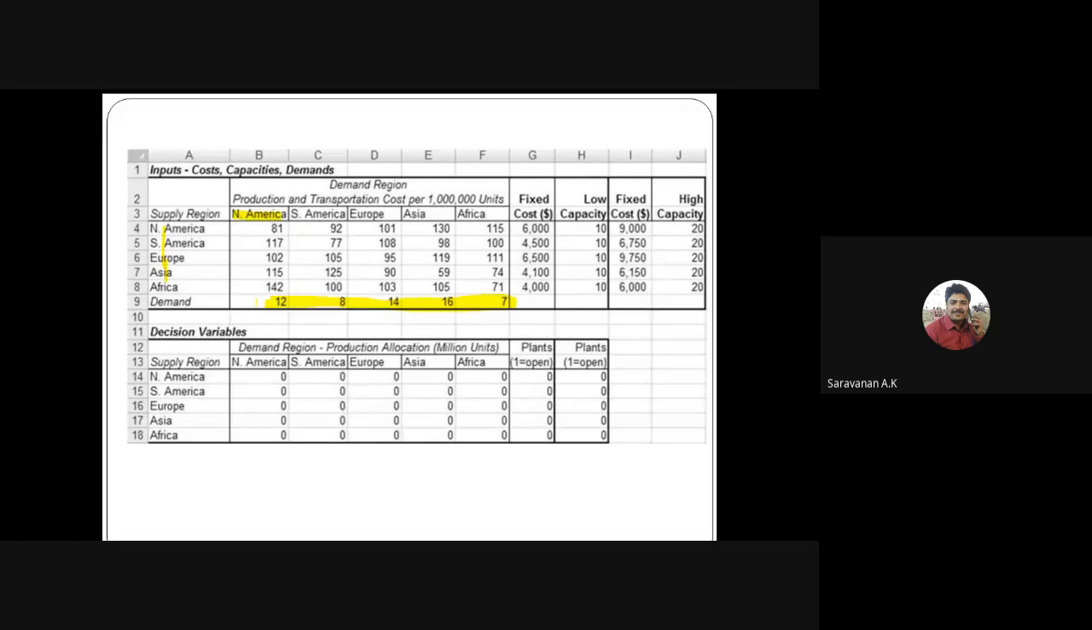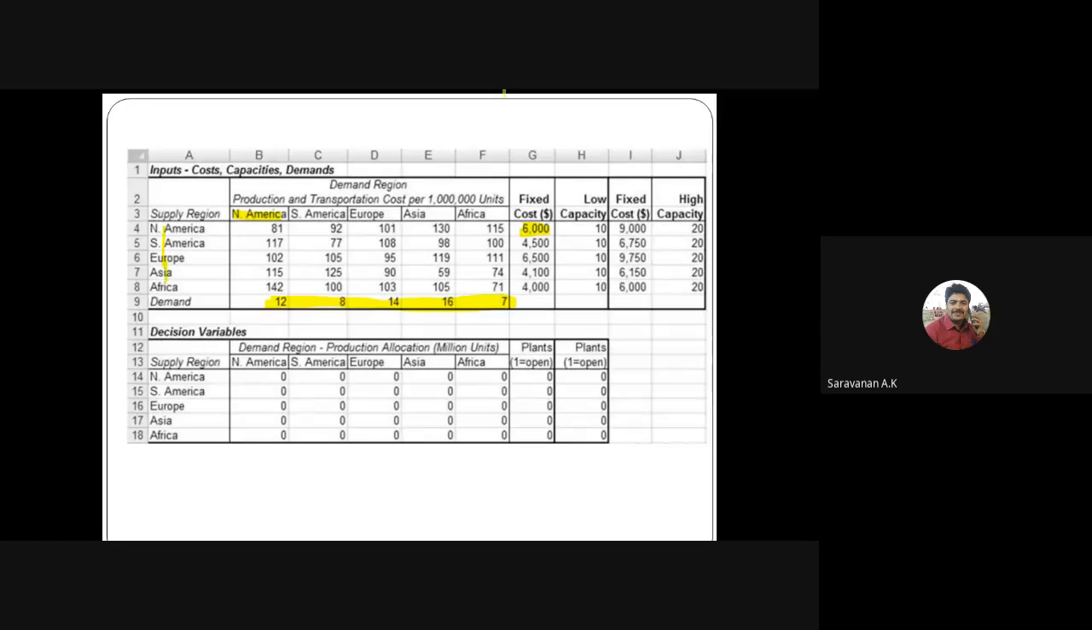Then what about the fixed cost? Here we have two types of costs: one is the fixed cost and the other is the variable cost. So this is the data collection. For creating the demand of the particular product, what will the fixed cost be? The fixed cost will be allocated.